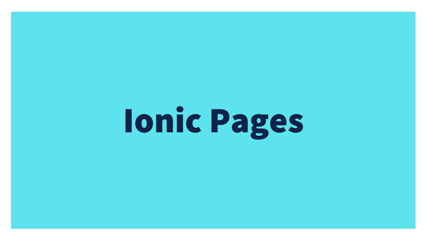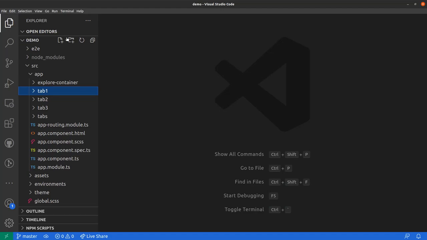So let's talk about Ionic pages. Let's go back to our Visual Studio Code. And here, if you can see, we have some folders inside our app folder, which is inside our project. We have these tab 1, tab 2, tab 3, and one tabs folder. This looks like where we had components in Angular. These are the folders which had components, the first component, the second component, and there was one parent component which was hosting all the components in just one page.